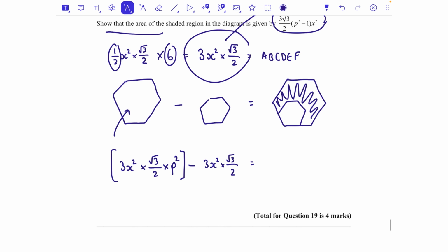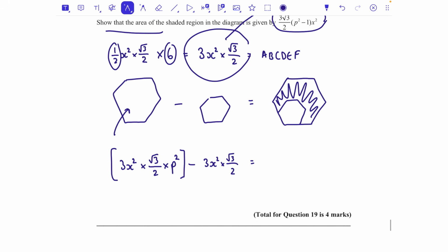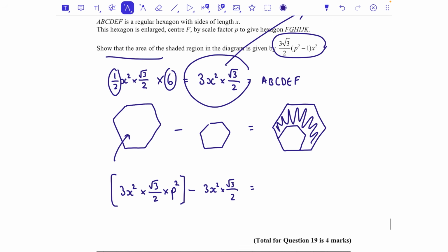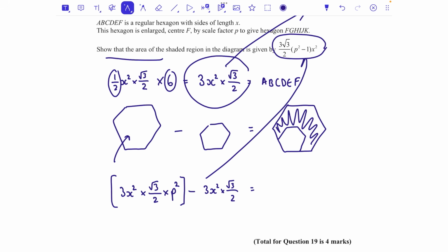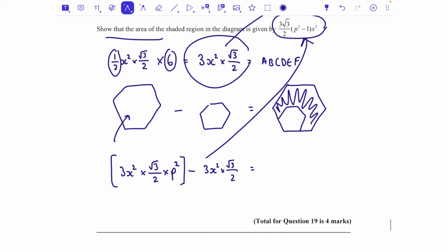So we just need to cancel this down. I've not given myself enough room there at all because I did a silly drawing in the middle. There we go. Now, can we see that this actually is starting to look a little bit like this? Well, yes, we can. So we can factorise out any common factors. Both of these have 3 root 3 over 2. So let's take that out the front, which is what they've done. 3 root 3 over 2. And then you'd be left with p squared x squared minus x squared.